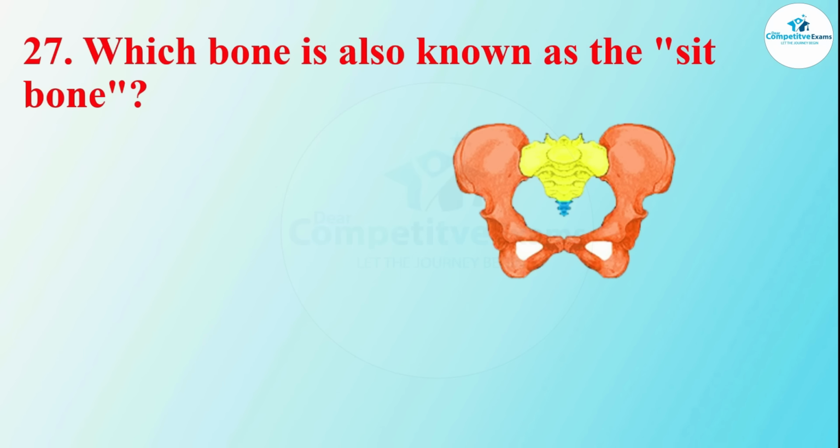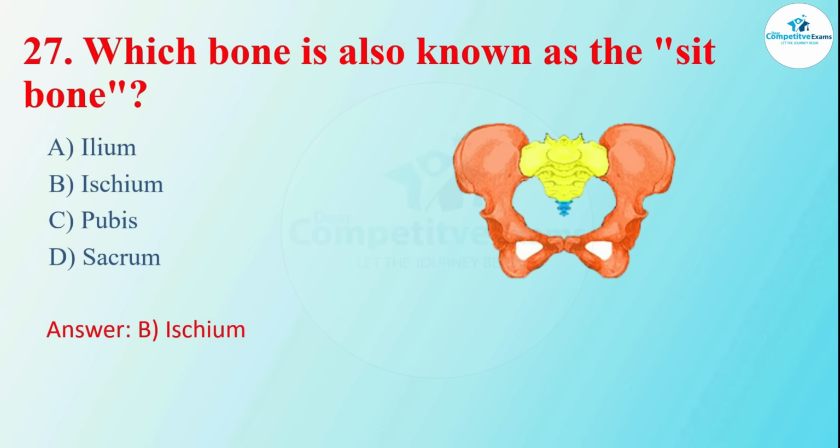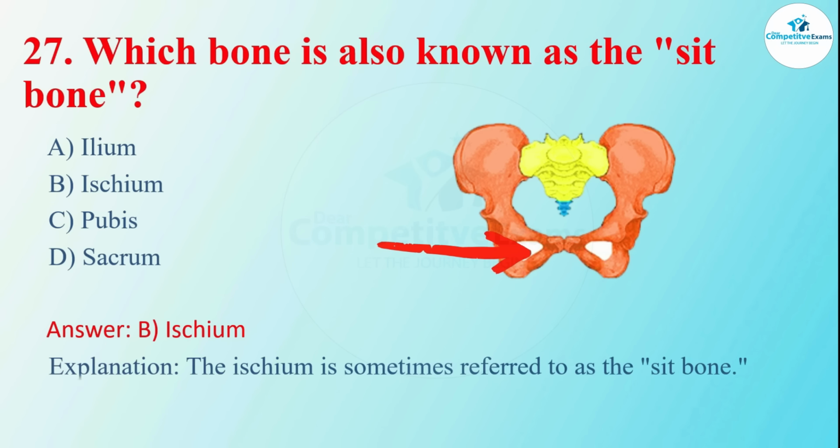Which bone is also known as the sit bone? So which bone is known as the sit bone of the body? Your answers are ilium, ischium, pubis, sacrum. Your answer is ischium. Friends, the ischium is sometimes referred to as the sit bone of the body.